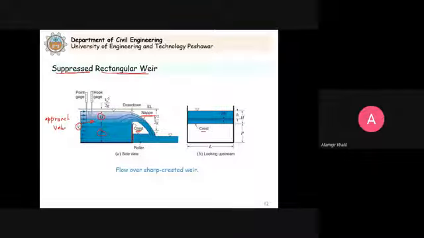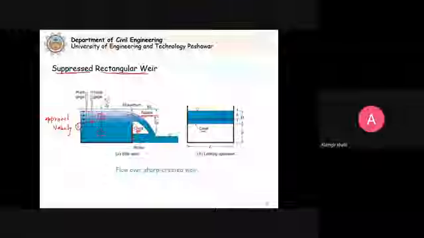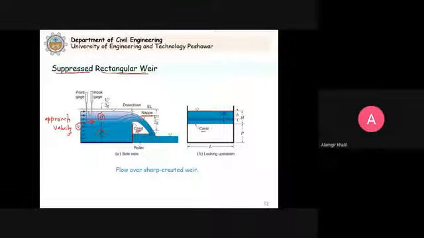And you might have discussed in Fluid Mechanics 1 how we can determine this velocity of approach. So this is known as the velocity of approach. The velocity with which the water approaches the weir or notch before it flows over it, that is known as the approach velocity. So that's why it is shown here, V naught squared by 2g.